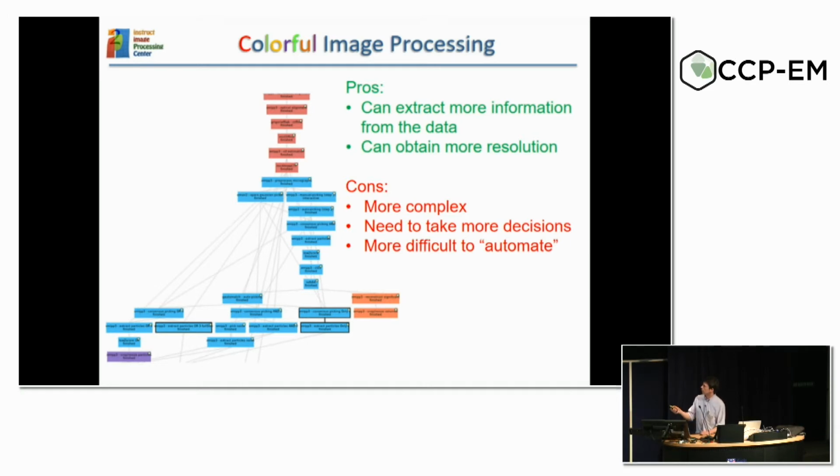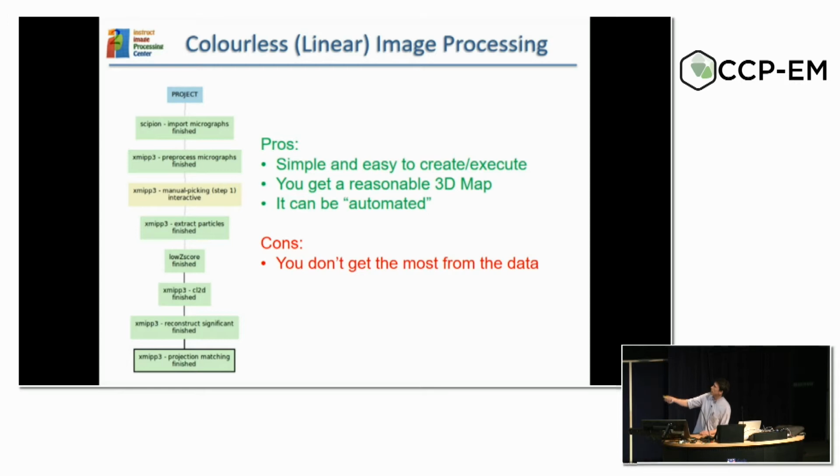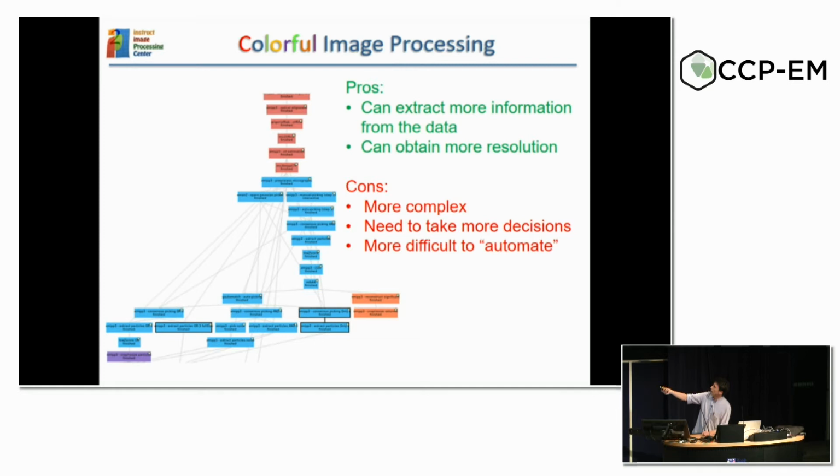So I call this colorless linear image processing, and this is colorful. The colors are coming from labels that you can put in Scipion. Each one of these boxes is a step you have done, and then you can put labels on your boxes. That is where the colors are coming from.